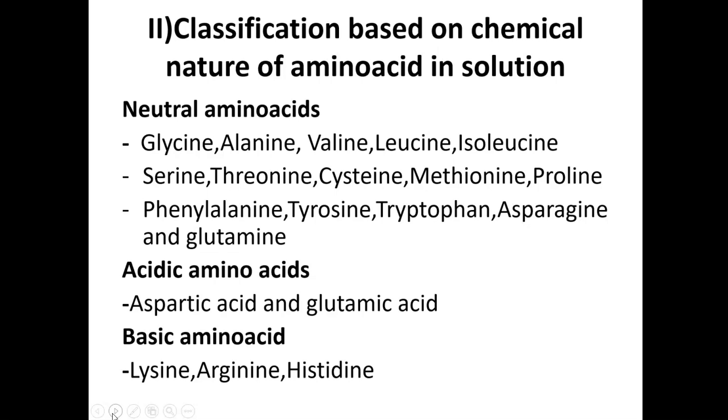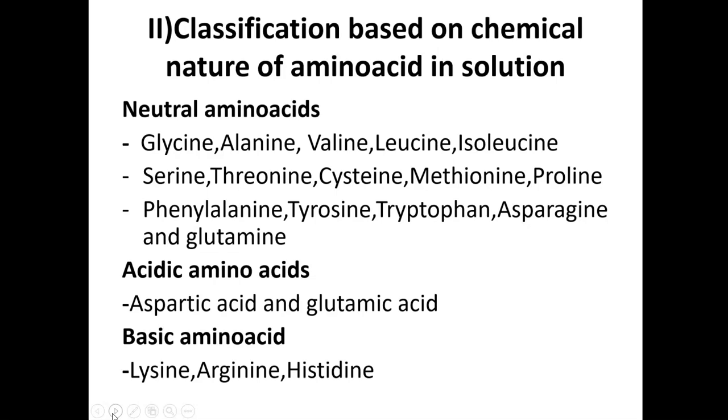So glycine, alanine, valine, leucine, isoleucine, serine, threonine, cysteine, methionine, asparagine and glutamine, along with proline, phenylalanine, tyrosine and tryptophan, are neutral amino acids because they contain one amino group and one carboxyl group.